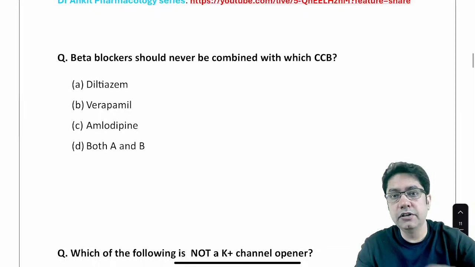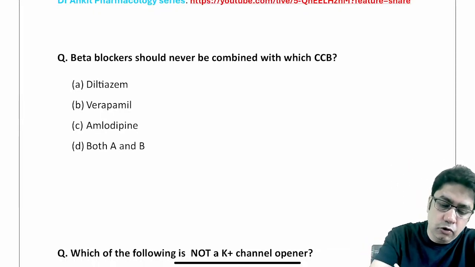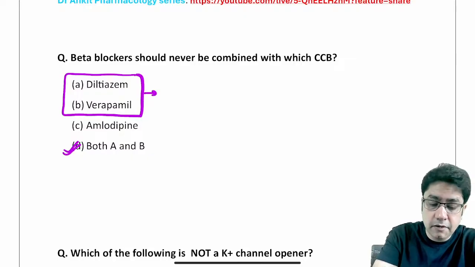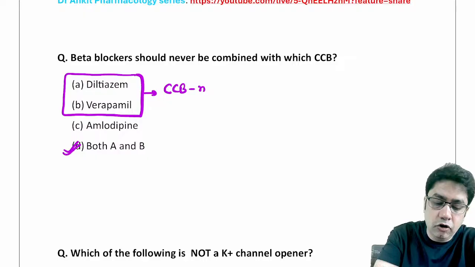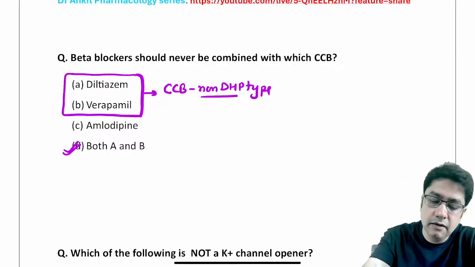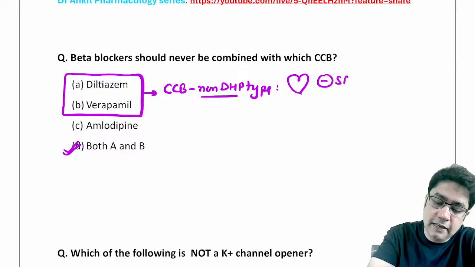So beta blockers should not be combined with which calcium channel blocker? So remember, the two calcium channel blockers which act on the heart are verapamil and diltiazem, because these two are non-DHP type calcium channel blockers. We call them non-DHP type. Non-DHP type, how can we remember? They act on the heart and they inhibit the SA node and AV node.